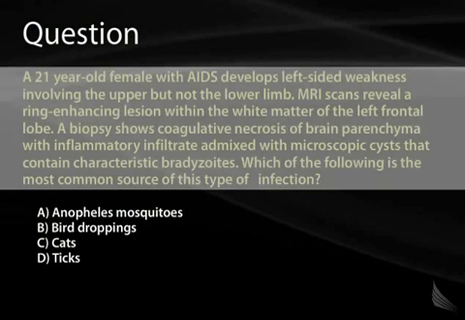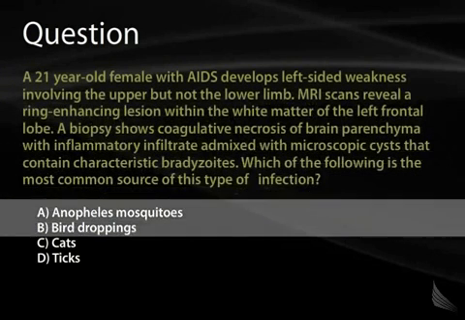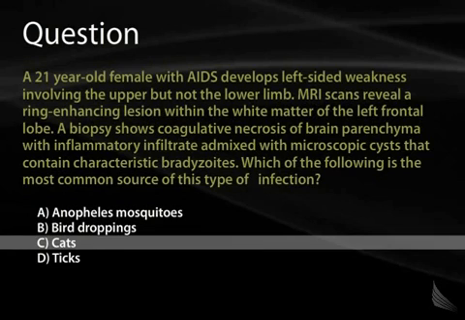Question. A 21-year-old female with AIDS develops left-sided weakness involving the upper but not the lower limb. MRI scan reveals a ring-enhancing lesion within the white matter of the left frontal lobe. Biopsy shows coagulative necrosis of brain parenchyma with inflammatory infiltrate admixed with microscopic cysts that contain characteristic bradyzoites. Which of the following is the most common source of this type of infection? So we're talking about Toxoplasma gondii, a frequent CNS infection in HIV patients, and we get it from cats.